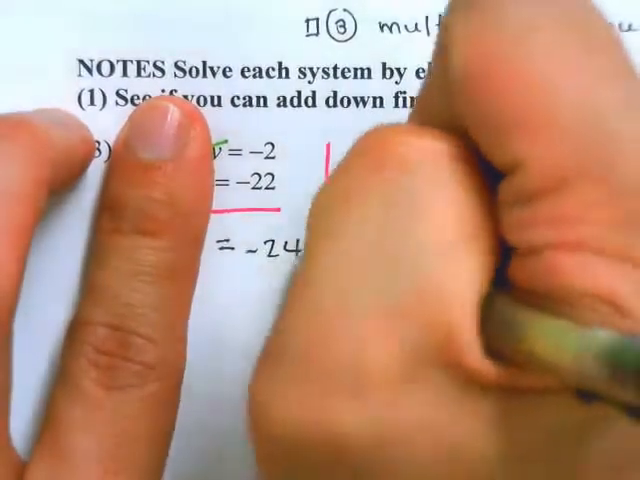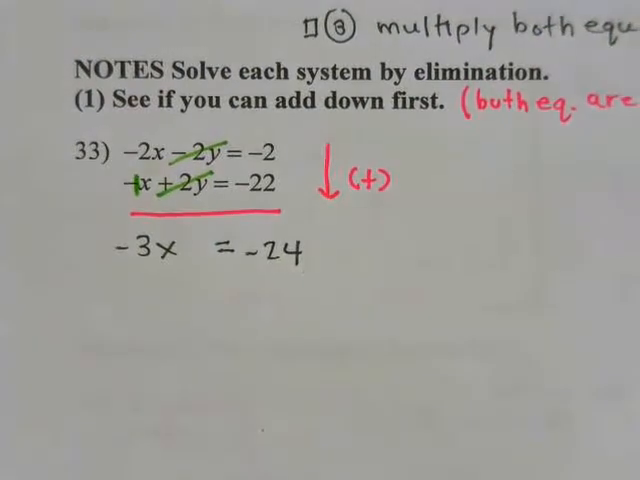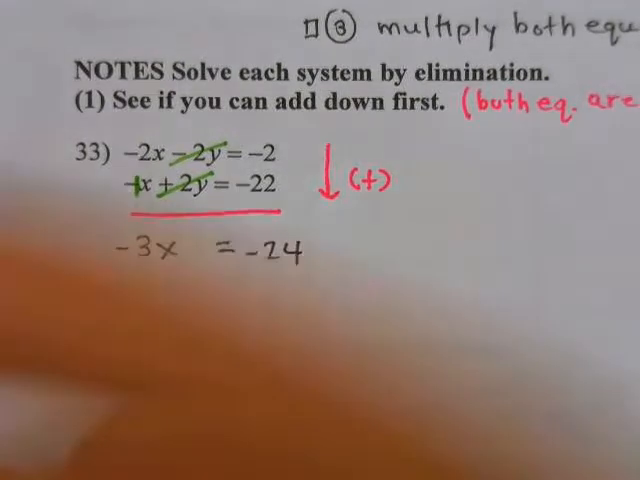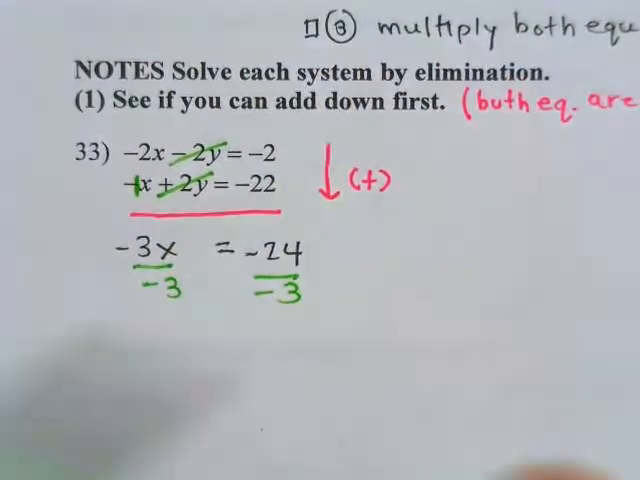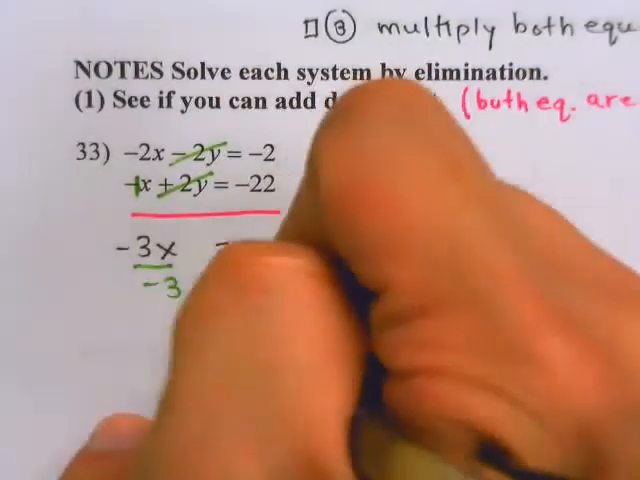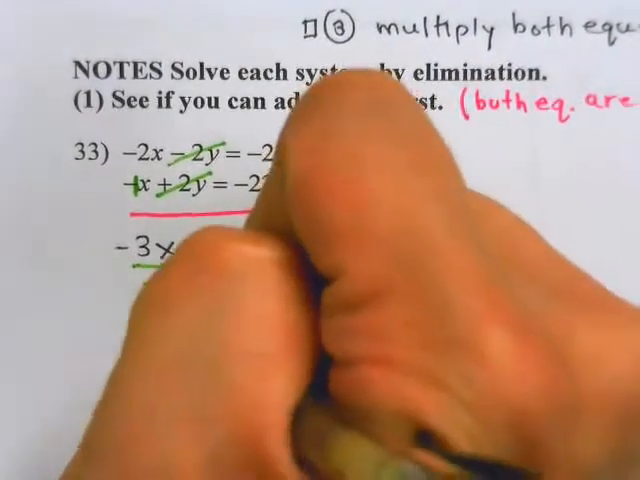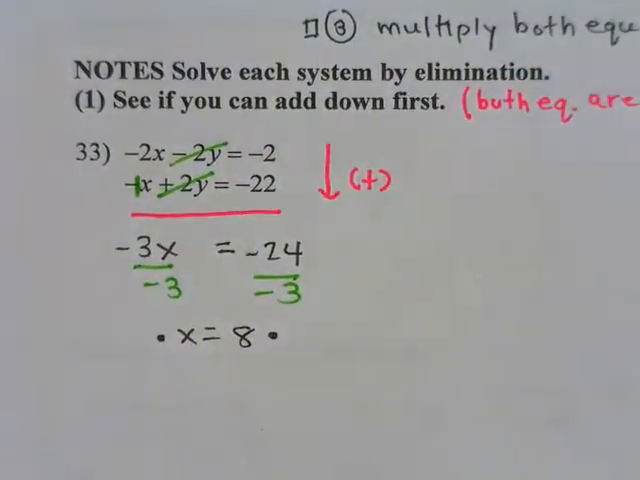Negative 24. I'm going to let you guys know this is one of my favorite techniques, just because, look, we're almost done solving for x. Send me your last step, please. Next step. Divide by negative 3. Yes, divide by negative 3. And so now x is positive 8, because negative divided by negative is positive.